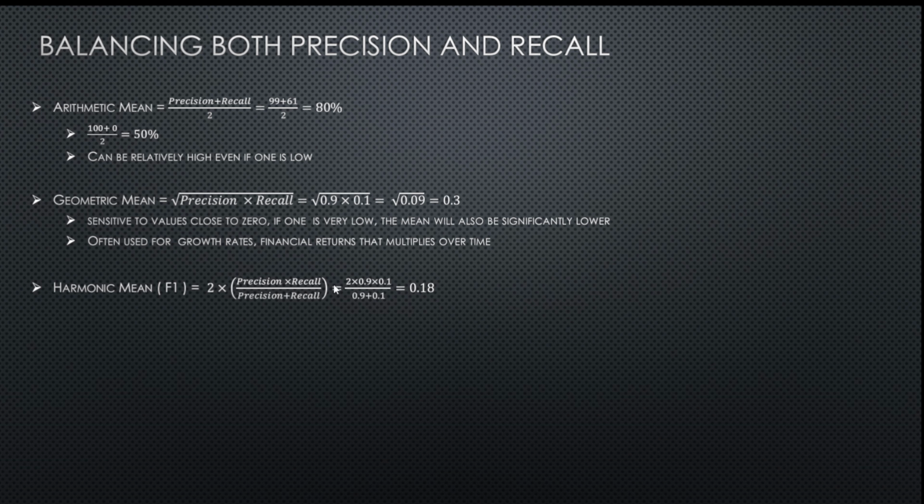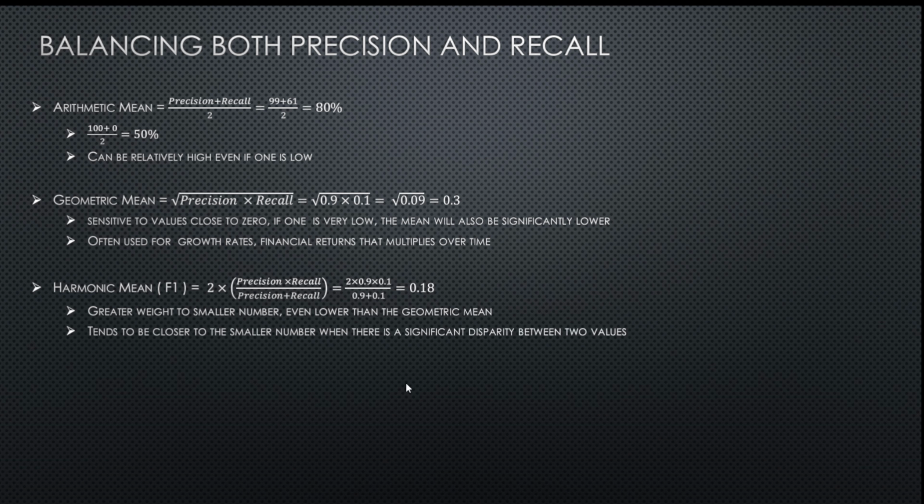And you can see that when it is the case, your final score is getting penalized more than the geometric mean. This was 30%, this is 18%. So I think this is our case, right? Greater weight to the smaller number, even lower than the geometric mean, is what we are observing here. It tends to be closer to the smaller number when there is a significant disparity between the two values, which is exactly what we need. And it punishes extreme values more harshly than the geometric mean. That's why this is preferred over geometric mean.